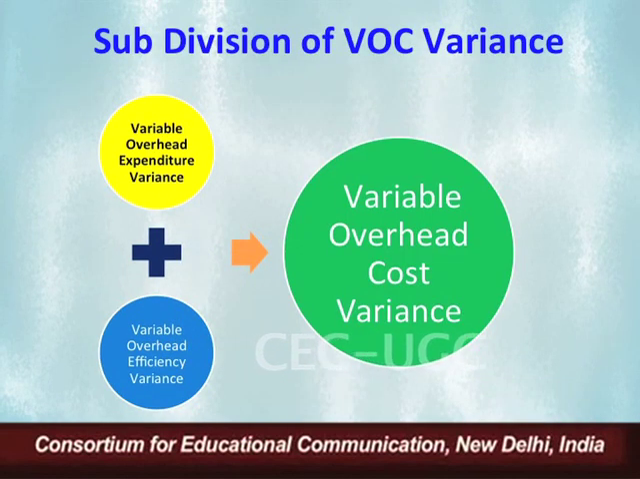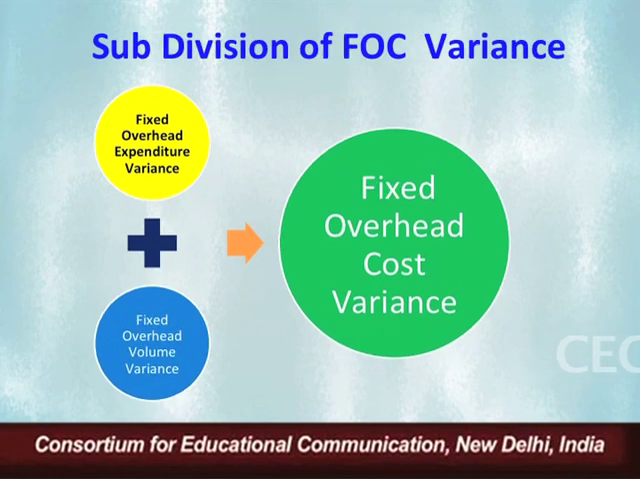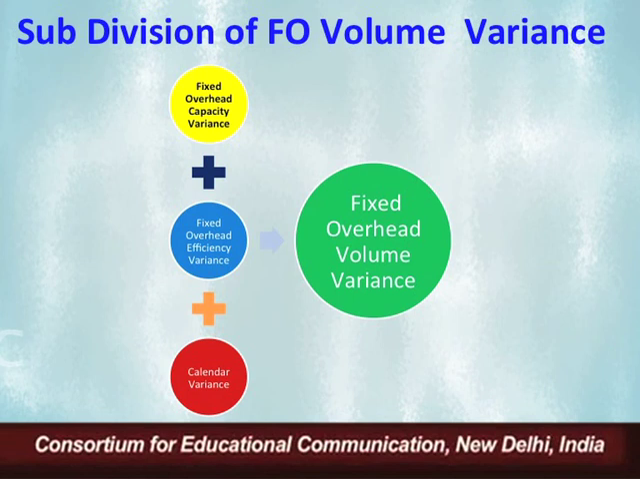Now we have to further justify the variable overhead cost variance, where the subdivision is variable overhead expenditure variance and variable overhead efficiency variance. So variable overhead cost variance is the sum total of overhead expenditure variance and efficiency variance. Now the same is the case with fixed overhead cost variance. Here also we have to justify by computing fixed overhead expenditure variance and fixed overhead volume variance. The subdivision of fixed overhead volume variance can further be computed by calculating the fixed overhead capacity variance, fixed overhead efficiency variance and calendar variance. The justification of fixed overhead volume variance I'll tell you in the next lecture.